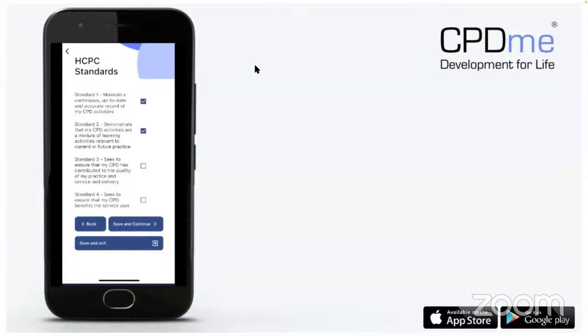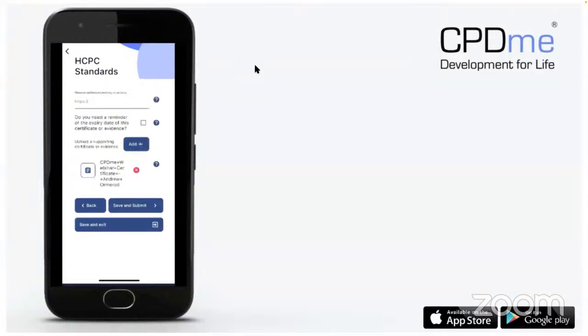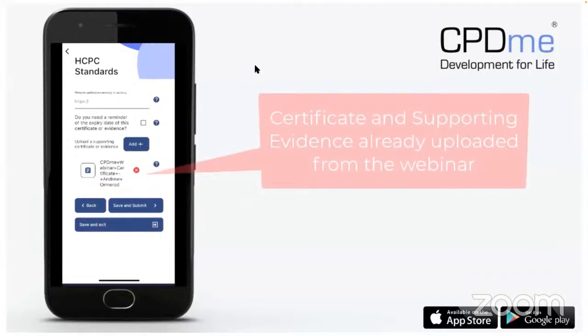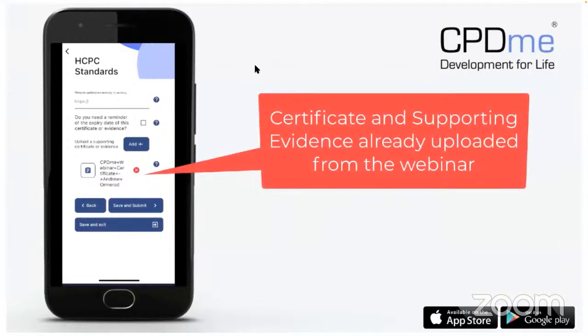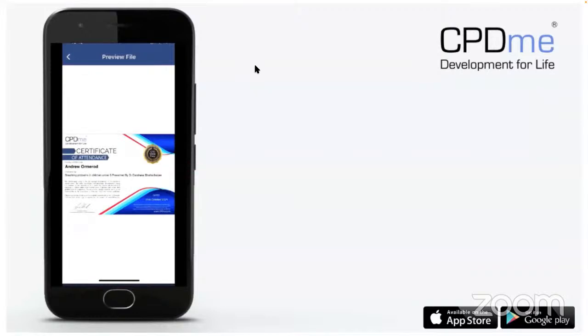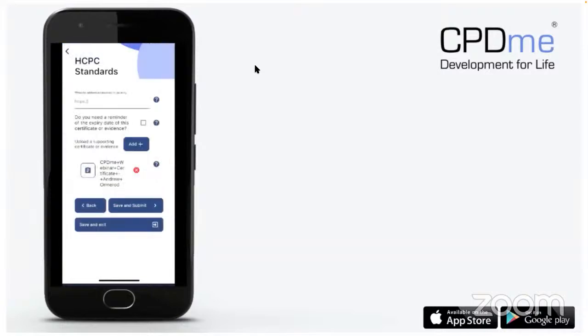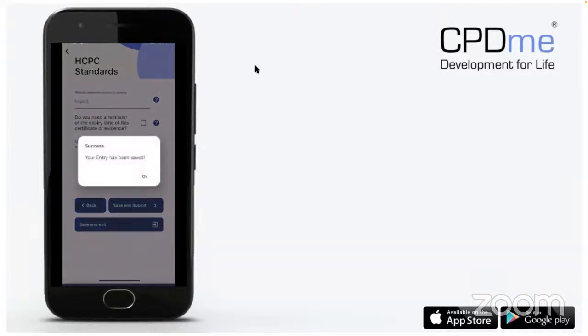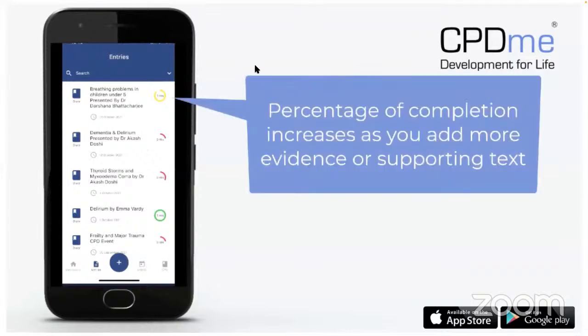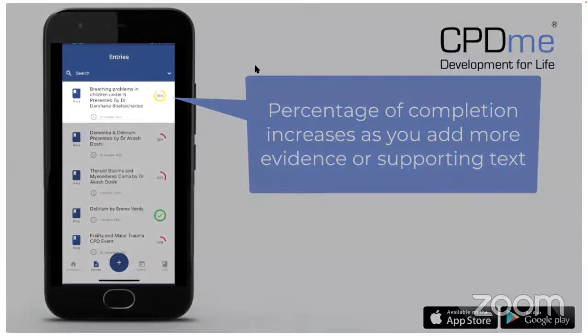I'm going to select my HCPC standards, click onto save and continue again. My evidence is already there. You can see down in the middle, my CPD evidence is there. If I click on it, the certificate is there. It's a bit weird, it's got my name on it and I wrote the certificate at the bottom, but hey-oh. And then I'm going to click save and submit. Once I've done save and submit, you can see at the very top I've got my entry. It's 88% complete, 1 hour of CPD.